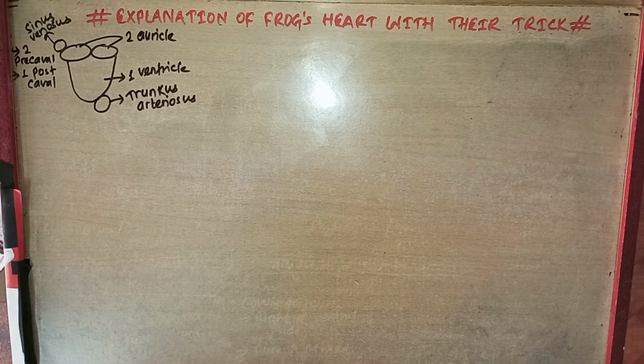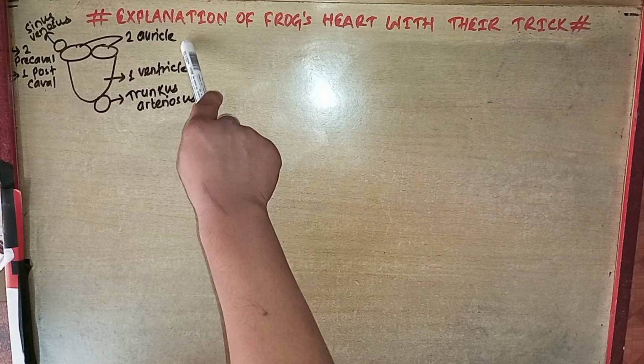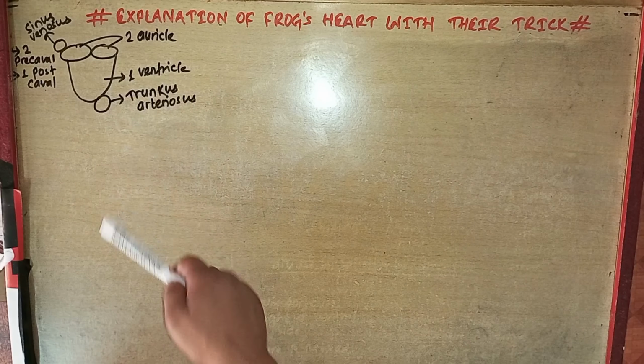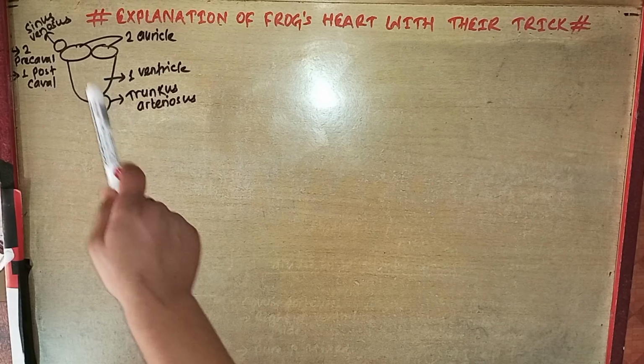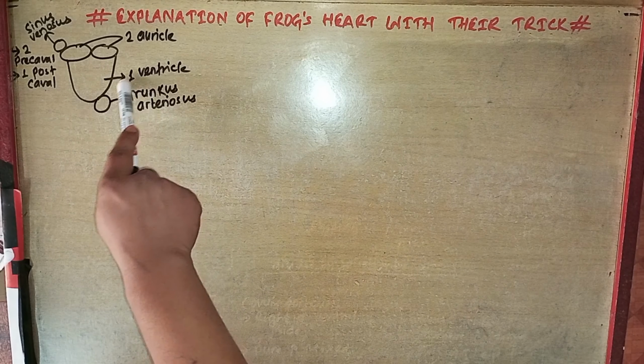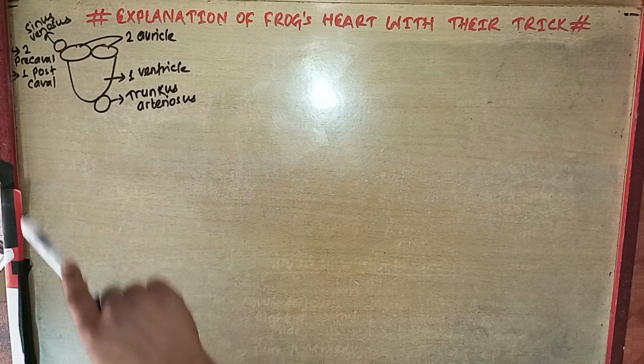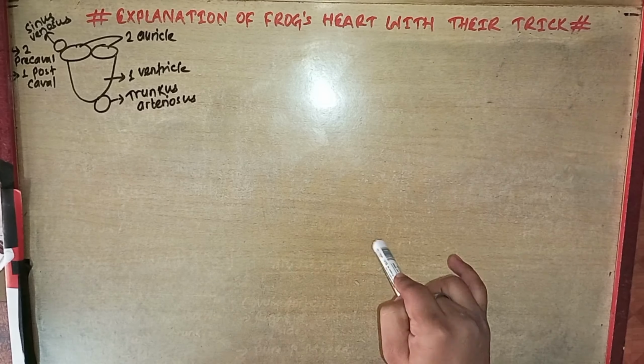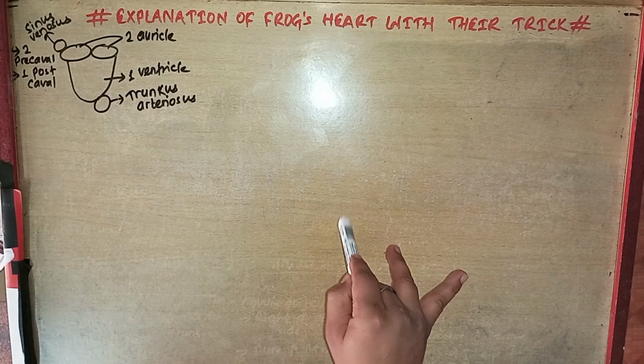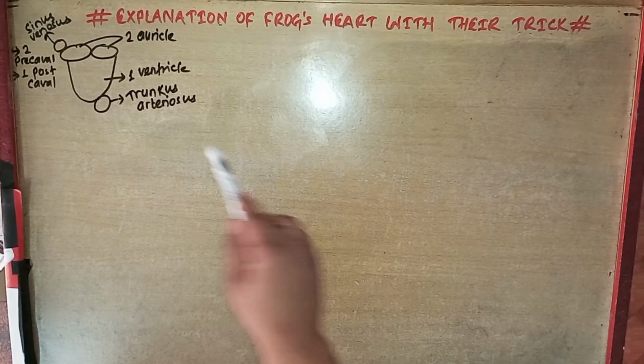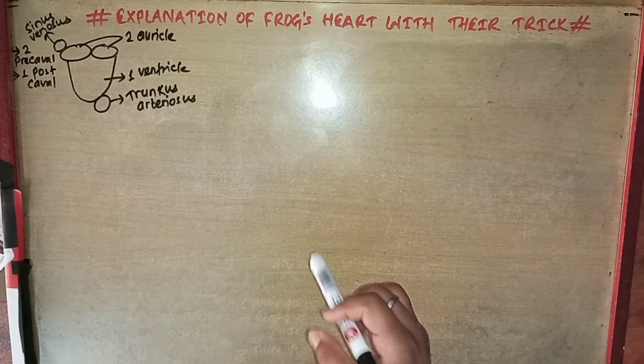So my dear students, the ventricle, auricle and sinus venosus are easy and not confusing, but truncus arteriosus is a lengthy topic and it is so confusing. So here I will make only the figure of truncus arteriosus for now, and then I will explain to you all about truncus arteriosus and the heart.